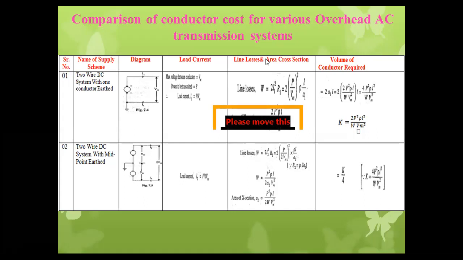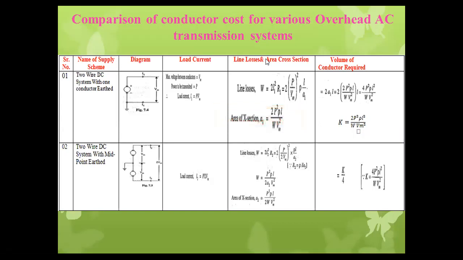In the first case, the volume of conductor material required is K, whose value, as we saw in the example, is 100. In the second case, K divided by 4, that is 100 divided by 4, which means 25. So the volume of conductor required in case of the two wire DC system with midpoint earthed will be 25. Definitely the conductor cost required for the second case compared to the first case will be lesser. Similarly we have to compare each and every supply scheme with the first case.